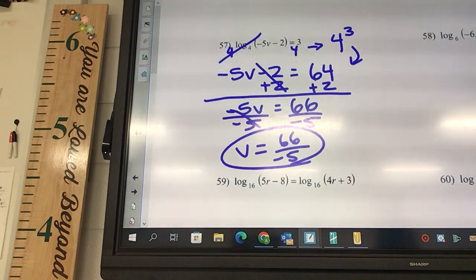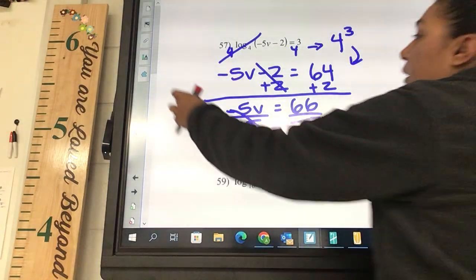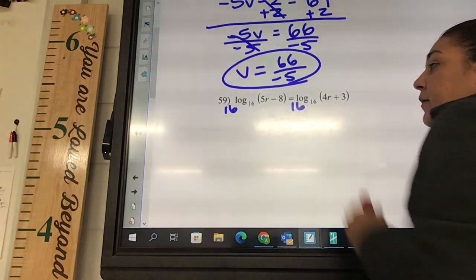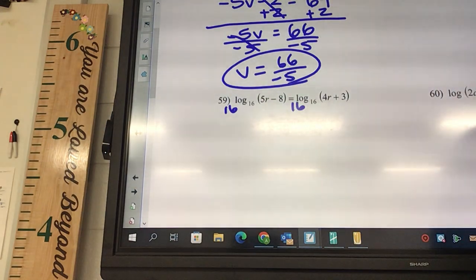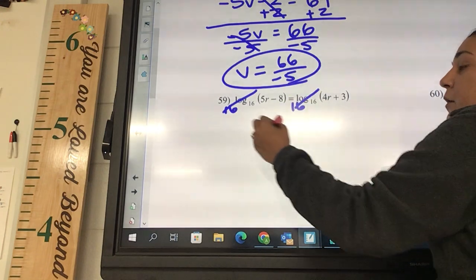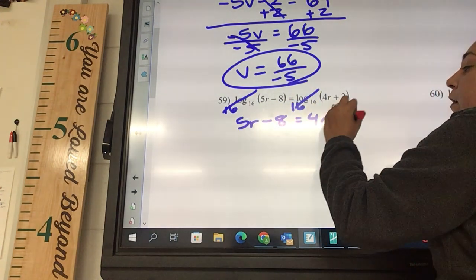Okay, and then 59, what number is next to the log? 16. Okay, so we're going to say 16 and 16. What happens is that's going to cancel this, and this one's going to cancel this. So we're left with 5r minus 8 equals 4r plus 3.